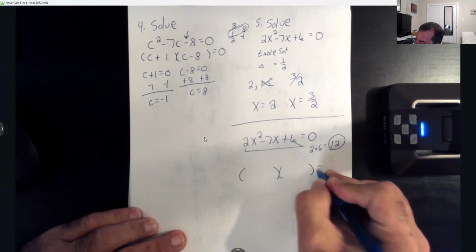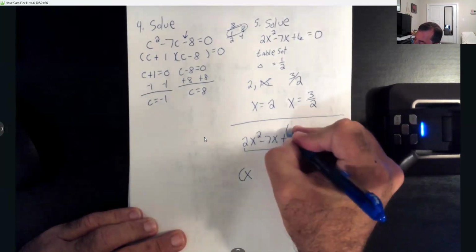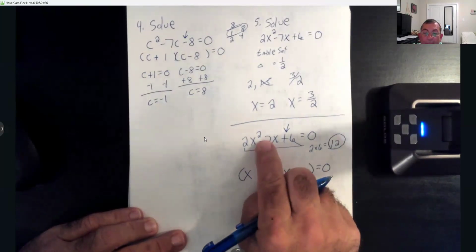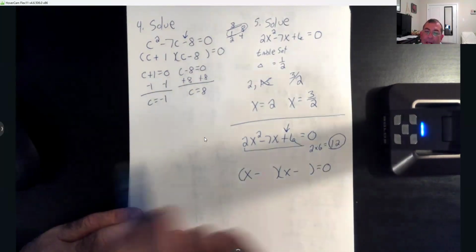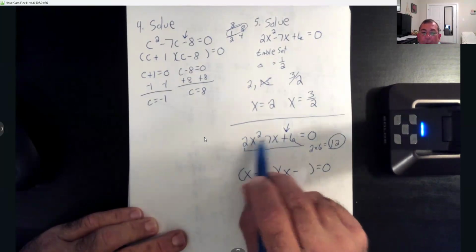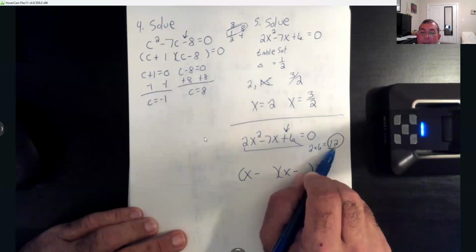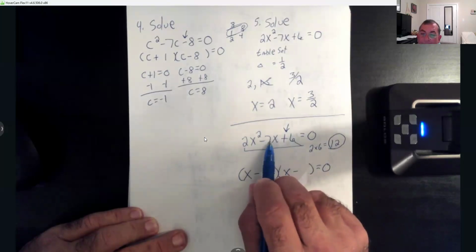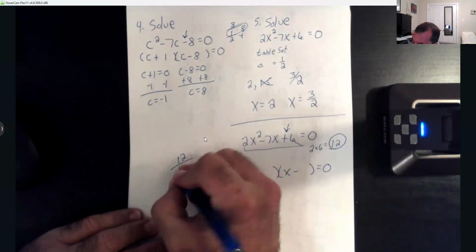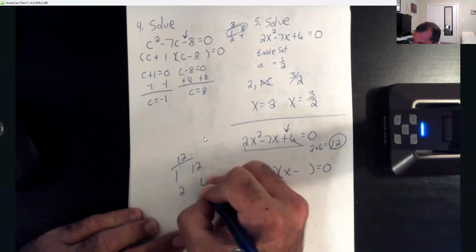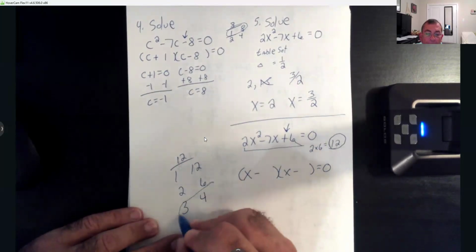So y'all, here we go. The x squared, you'll still put an x and an x. The last one's positive, so both of these factors will be negative like the first. Now here's the trick. Since you multiplied 2 times 6 to get 12, we got to find factors of 12 that'll add to get 7. So 12 is 1 times 12, 2 times 6, 3 times 4. The factors that'll equal 7 are 3 and 4.